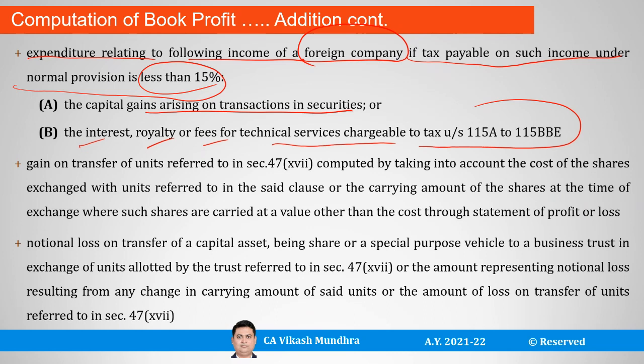The remaining portion we will discuss on some other day. The time is not permitting me to complete the entire thing. Any question?